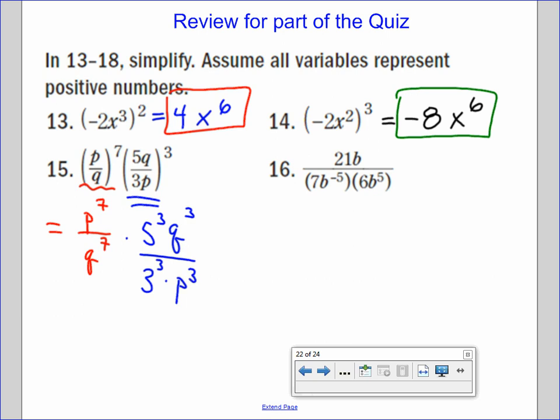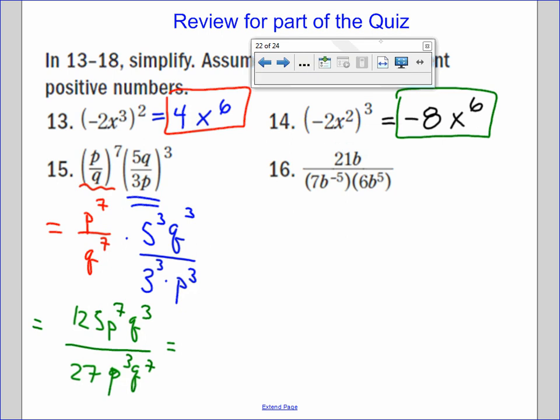All right, let's do a single fraction. 5 cubed is 125. P to the 7th, q cubed, all over 3 cubed is 27. P to the 3rd, q to the 7th. And lastly, we'll go ahead and reduce. 125 and 27 do not share any common factors, so I'll still have 125 on top, and I'll still have 27 on bottom.